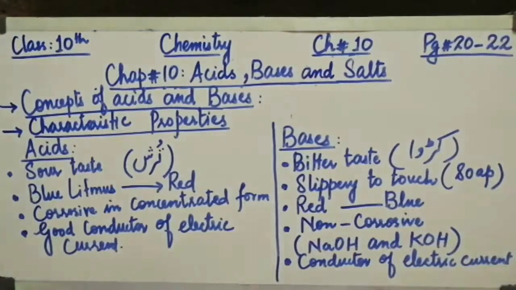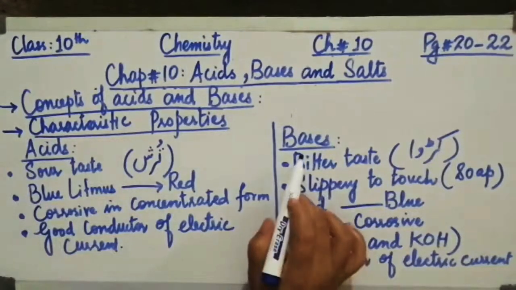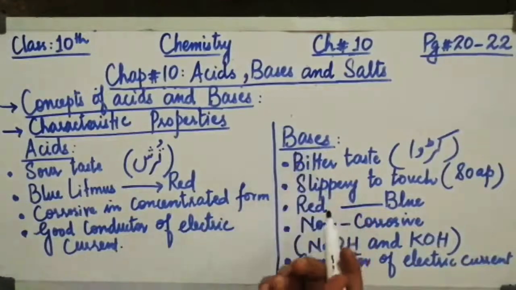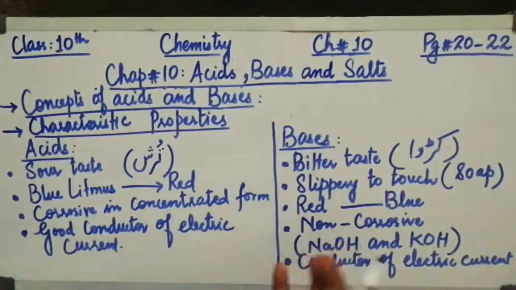So what is an aqueous solution? The solution of bases in water. Whenever you dissolve a base into water, it is called an alkali, and this alkaline solution of bases is a good conductor of electric current, but in aqueous solution form.